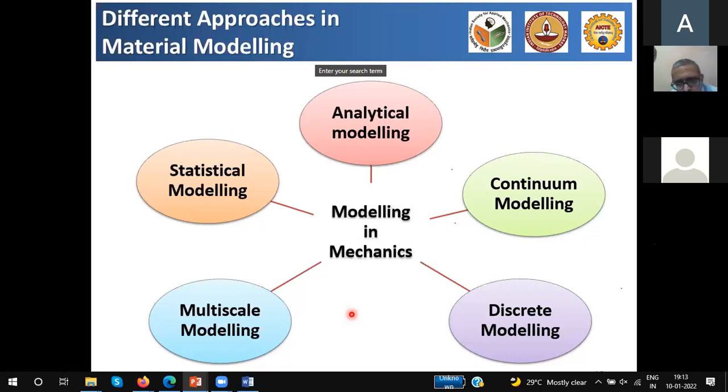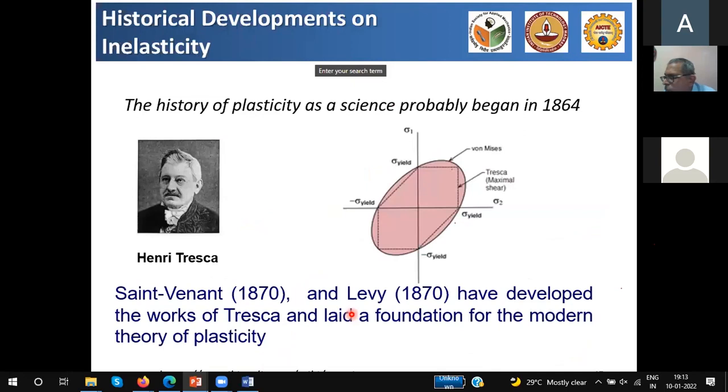Okay, so with this broad background, let us go deeper into the history of plasticity in general.